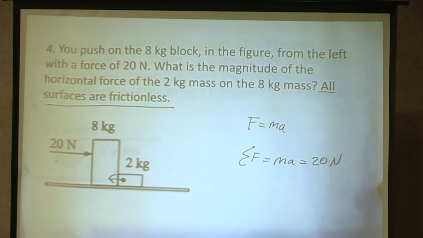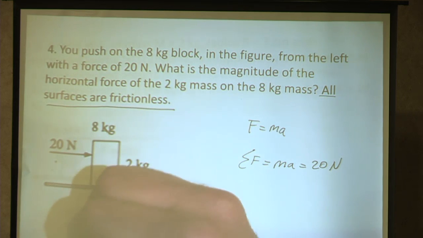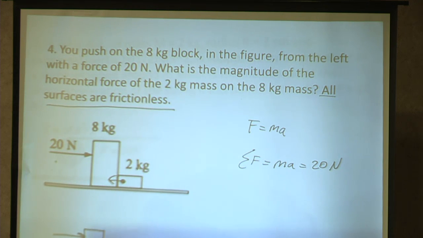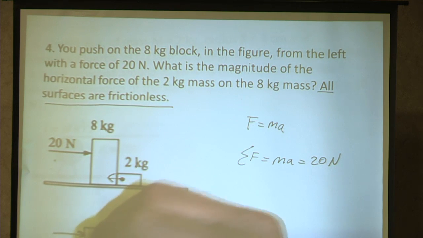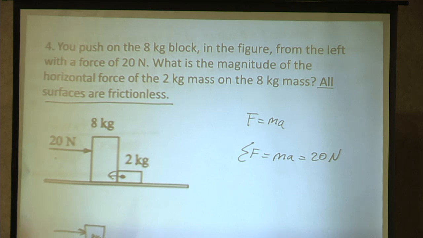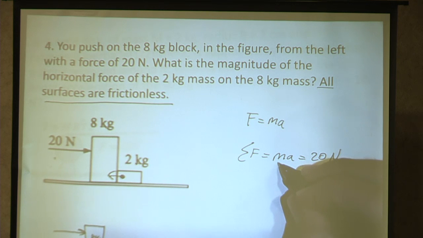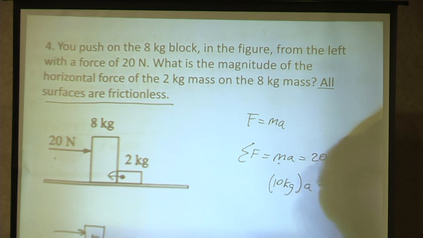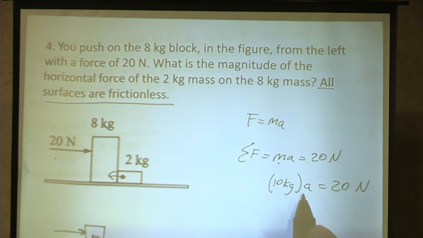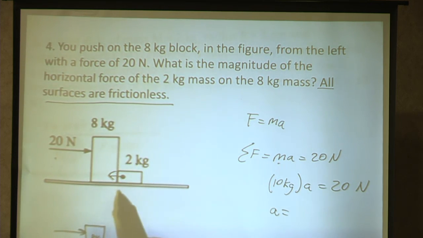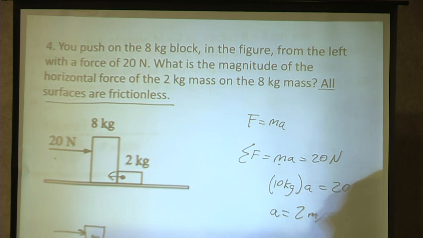And this is based on the whole system, okay? So we're going to treat this as one big block. So this is 8 kilograms, and this is 2 kilograms. Sorry, that's a little small. We're going to treat this as one big block, so we're going to treat this mass right here as a total of 10 kilograms. So now we know the acceleration of this whole system of 2 blocks is going to be 2 meters per second squared.